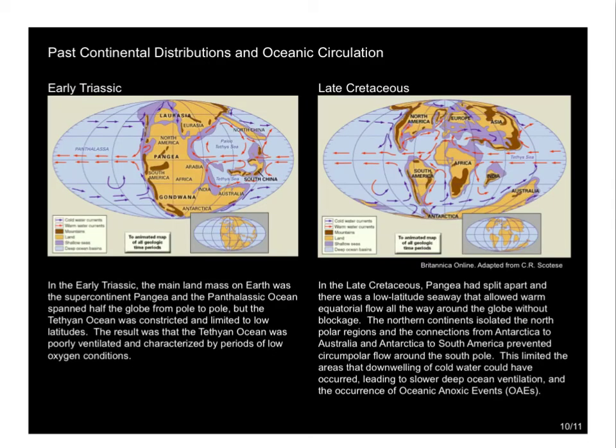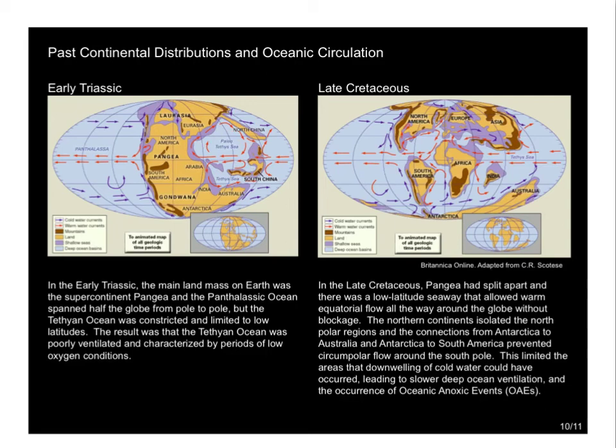The thermohaline circulation today is clearly being influenced by the distribution of continents, but as we know, continents drift and they had some very different configurations in the past. Here are two examples. The first, here on the left, is the early Triassic, and it's characterized by a single supercontinent, Pangaea. The Panthalassic Ocean spanned half the globe and went from pole to pole, but the Tethys, this little blob right through here, was restricted to low latitudes.